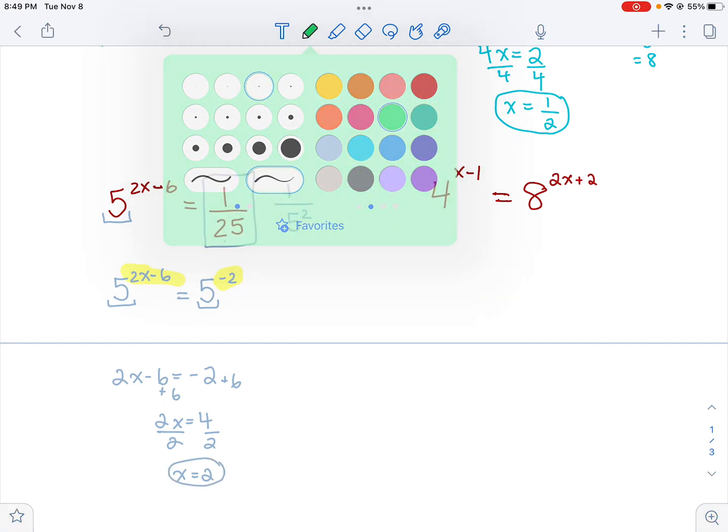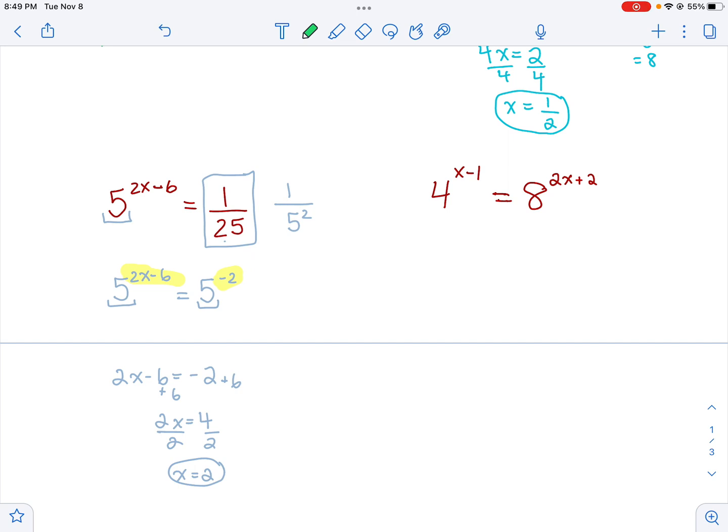And the last question. 4 to the power of x minus 1 equals 8 to the power of 2x plus 2. So with 4 and 8, I can't turn the 8 into a base of 4, and I can't turn the 4s into a base of 8. So I'm going to have to change both of them.